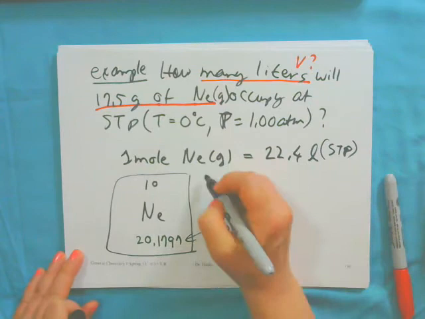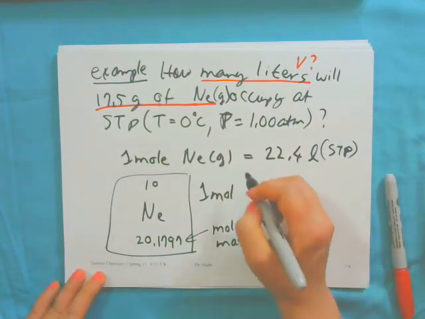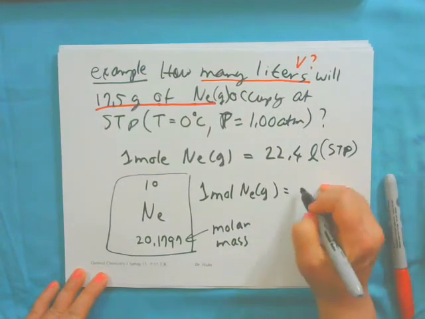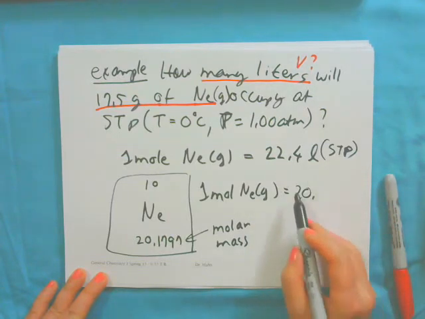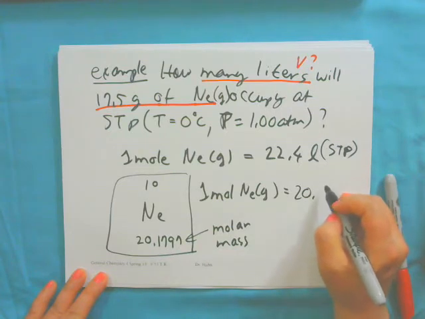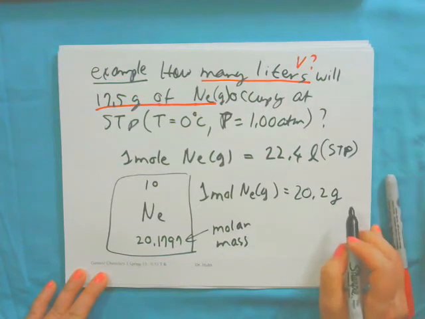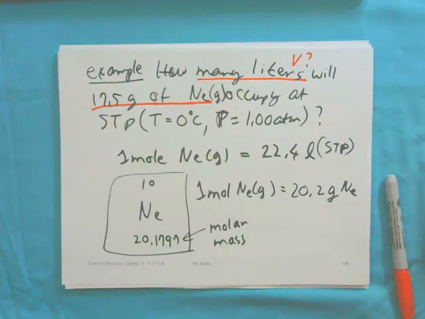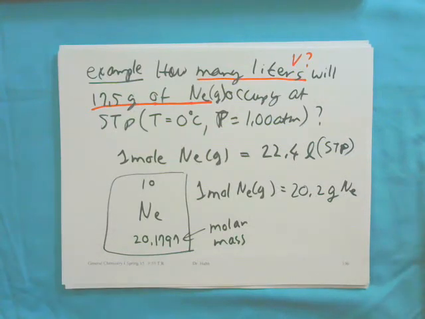So then we can say that 1 mole, and I'm abbreviating mole as MOL, of neon gas is equal to 20. This has 3 significant figures, so I'm just going to round it to 3 significant figures. I'm going to say 20.2 grams of neon. So there's another thing that I can use to solve my word problem.